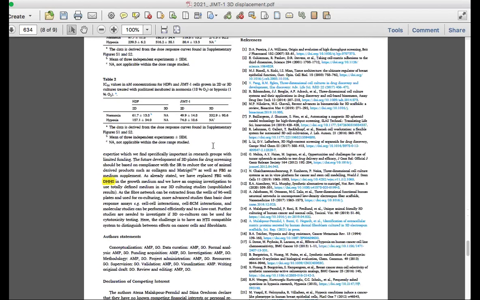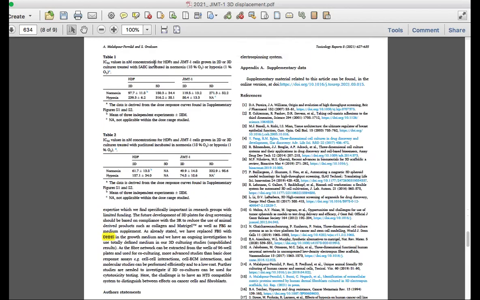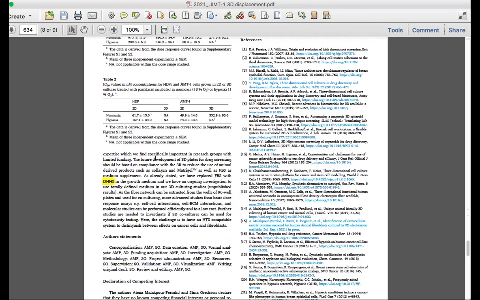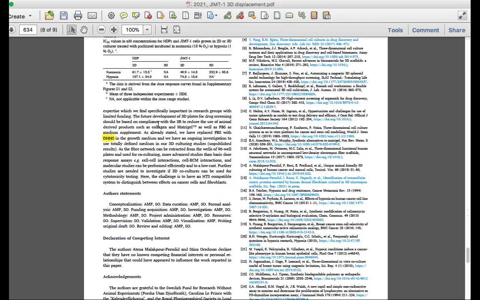So this is an important contribution in order to screen compounds, and it's especially made for labs with limited funding.